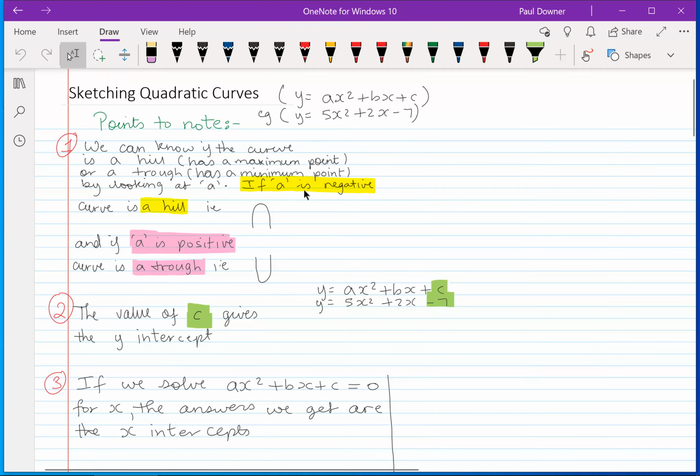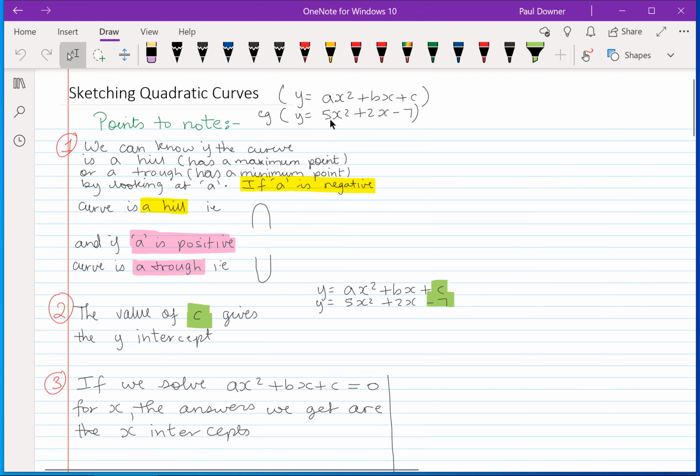Now, if a, when we look at it, is negative, it means the curve is a hill or a crest. And it would look something like this, up and down, having a maximum point right there. Now, if a is positive, the curve is a trough. That means it will go down and come up like this, meaning it has a minimum point, right? So this is the first point you need to be aware of.